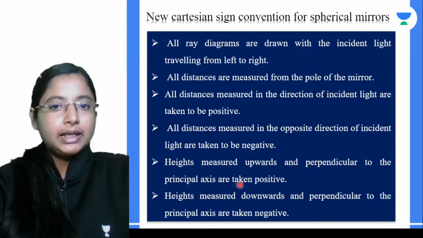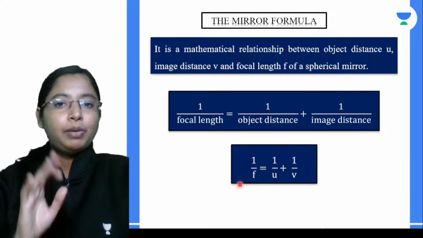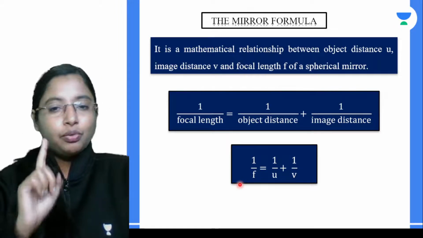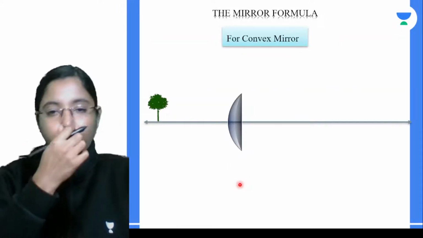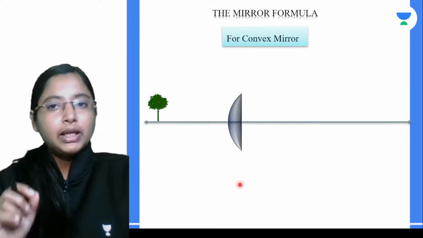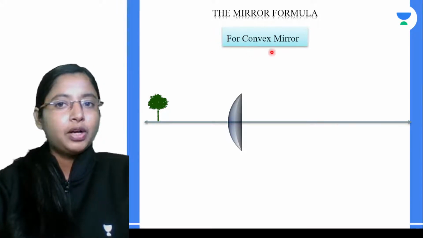Knowing that, let's go ahead and do the mirror formula. But before we do that, we need to know one more thing: how an image is formed in a convex mirror. We are going to derive the mirror formula for a convex mirror.